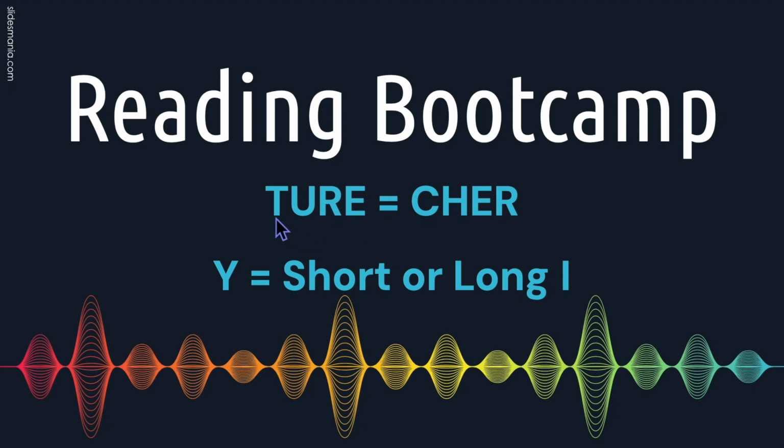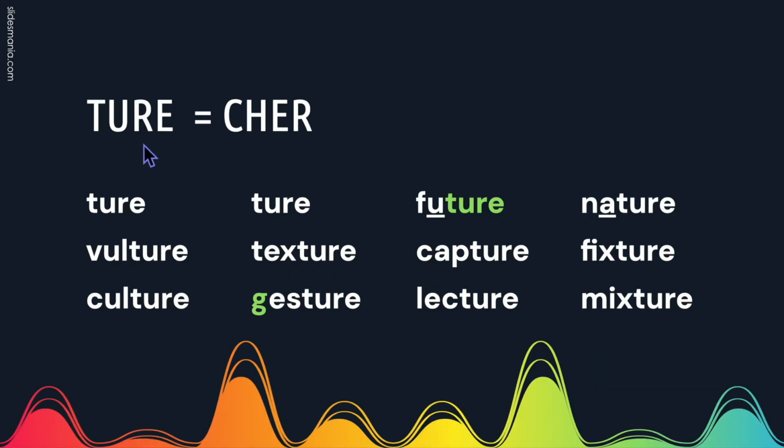We're going to learn how this suffix sounds like CHER and when Y has a short I versus a long I sound. Even though this is spelled T-U-R-E, it sounds like CHER because the sound TURE is hard to say. So this is CHER, CHER. This U will be long. Future, nature, vulture, texture, capture, fixture, culture.